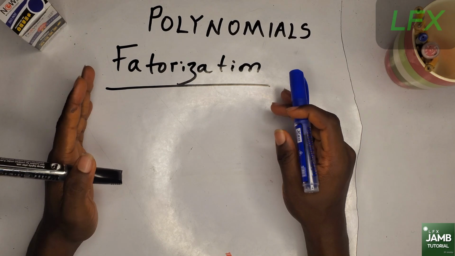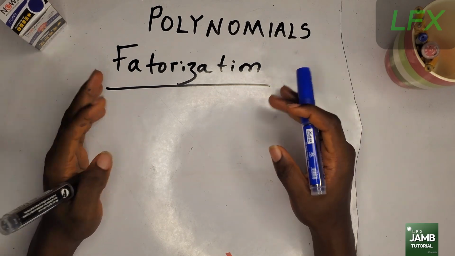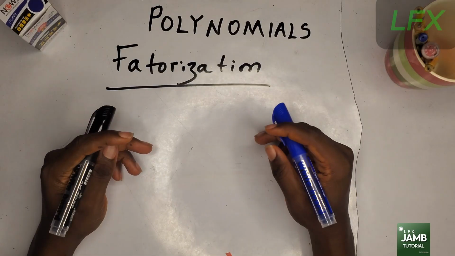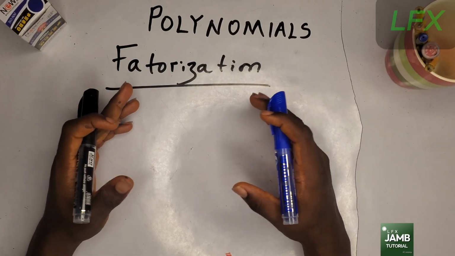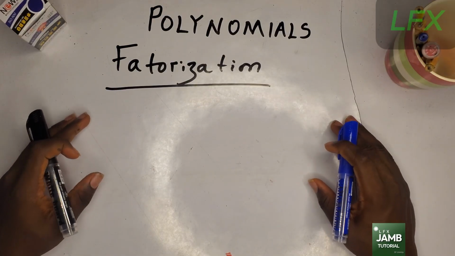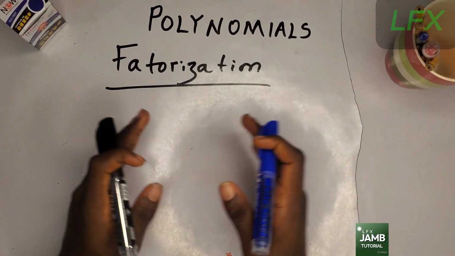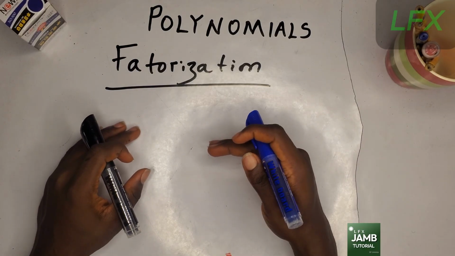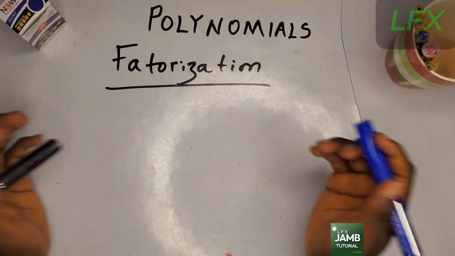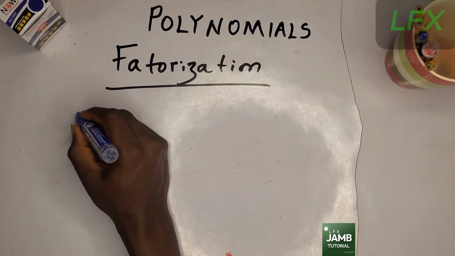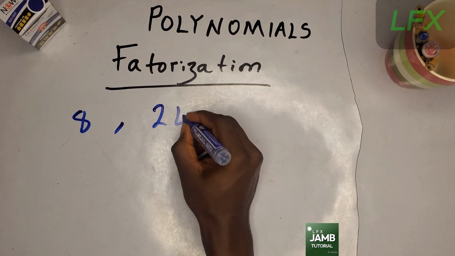Like I earlier said, we are going to be treating polynomials and factorization. Now, what is factorization? Factorization means breaking down a polynomial into simpler expressions, and those simpler expressions are called factors. So we'll break down a long and complex polynomial into smaller factors that, if we multiply those factors together, give back the polynomial we broke down. You understand? For instance, let's say we have numbers like 8, 24, and 40.